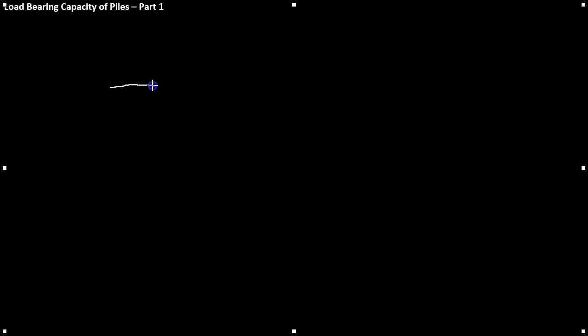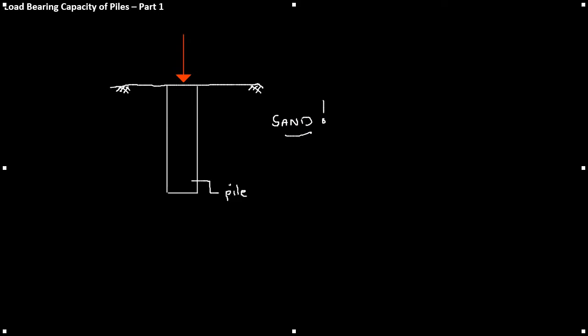This tutorial will look at calculating the load bearing capacity of piles, and in part 1 we're going to be looking at piles in sand only. In part 2 we will cover piles in clay. The calculations vary just slightly, so it would be best if we break it up into 2 parts.